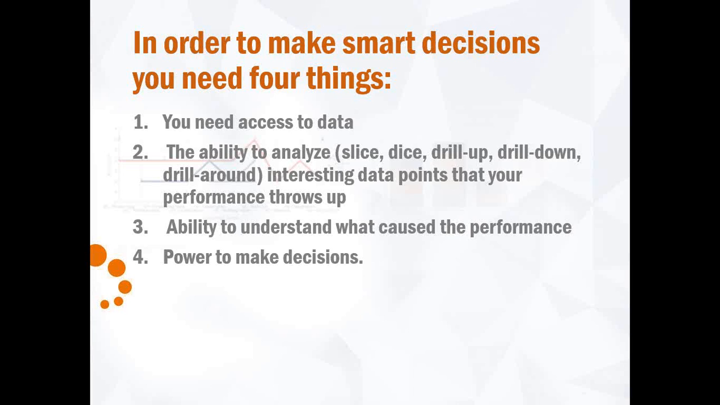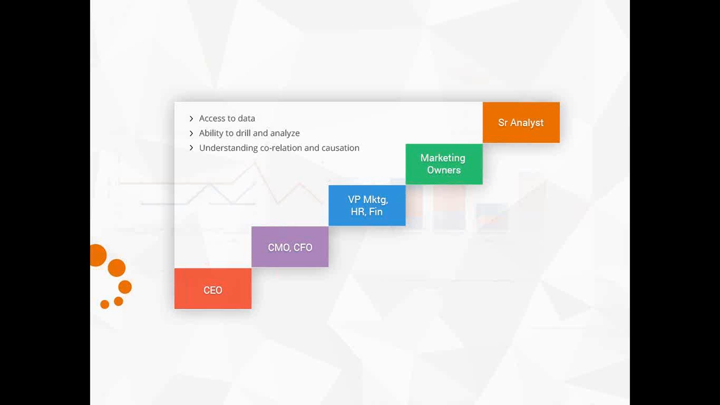So in order to make smart decisions, beat anyone, you need 4 things. You need access to data. You need ability to analyze. You need ability to understand the cause and effect, the causation and the correlation, and power to make decisions, right? And as an analyst, I have access to data, I have ability to analyze, I have ability to understand causation and correlation, but I don't have the power.